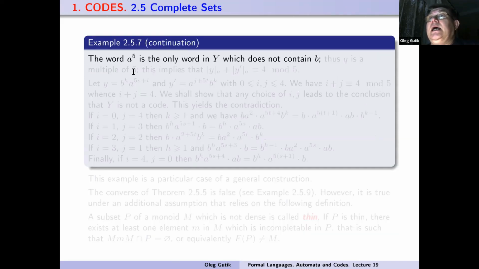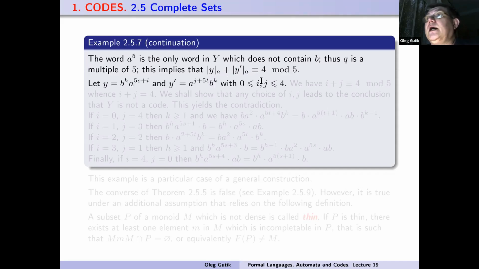The word a to the power 5 is the only word in Y capital which does not contain b. Thus, q is a multiple of 5. This implies that the occurrence of the letter a in the word y plus the occurrence of the letter a in the word y prime is equivalent to 4 modulo 5.